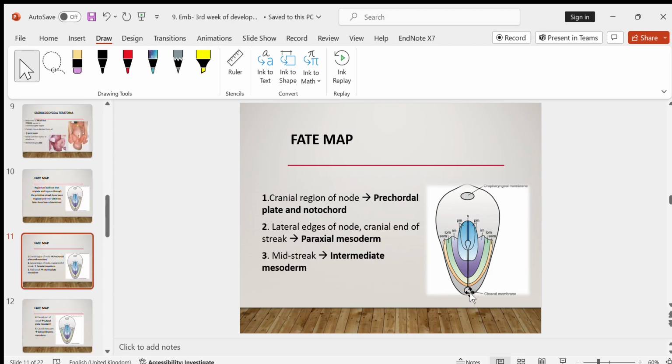So this round structure is the cloacal membrane. This is the area of the primitive node.